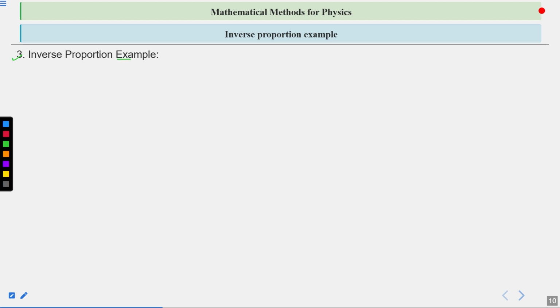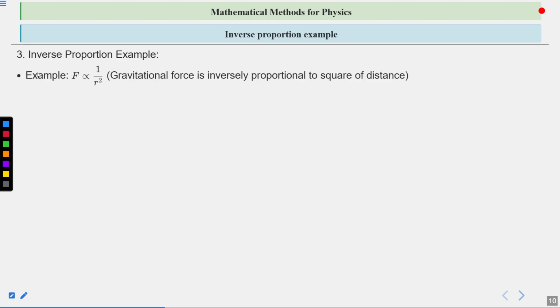Inverse proportional example. Look at here. F is inversely proportional to R square, or we can say gravitational force is inversely proportional to the square of distance. So this is important. The sign of inversely proportional is important. When we will learn the gravitational chapter, where this term is present, force is inversely proportional to R square.